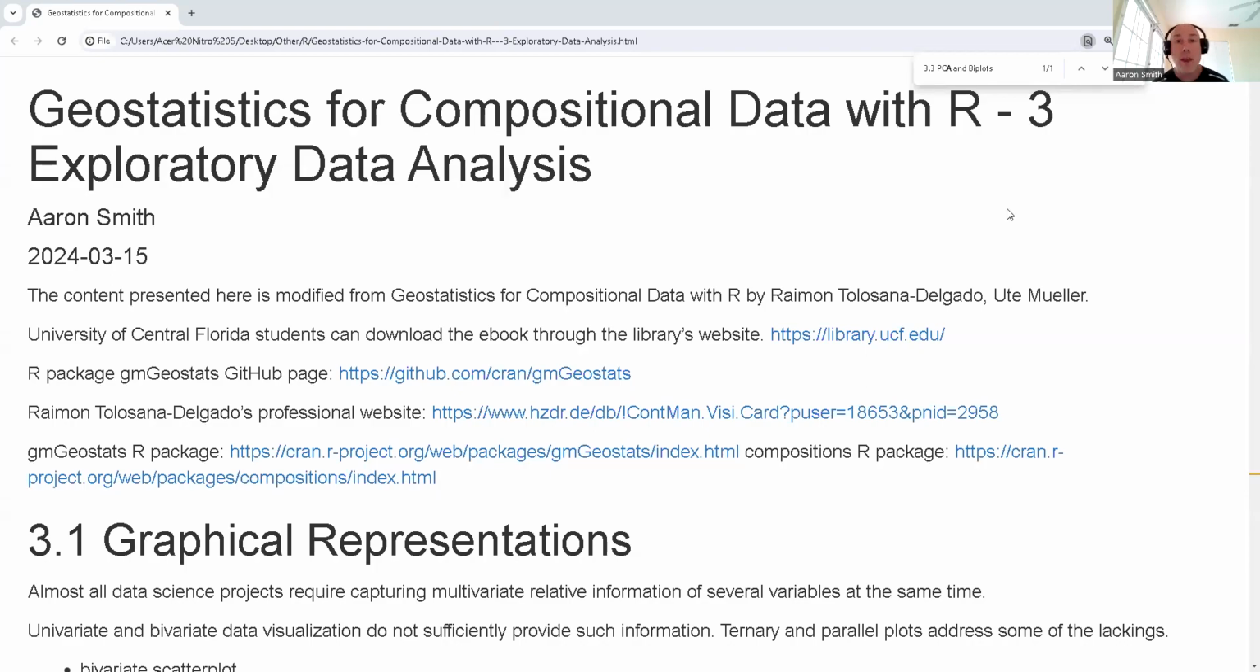Hi, in this video, we're going to take a look at principal component analysis and biplots for composition data. Composition data is data where we have proportions or percentages or parts per million going on, something where I'm not interested in the actual amount in the observation. I'm interested in the proportion relative to the other measurements.